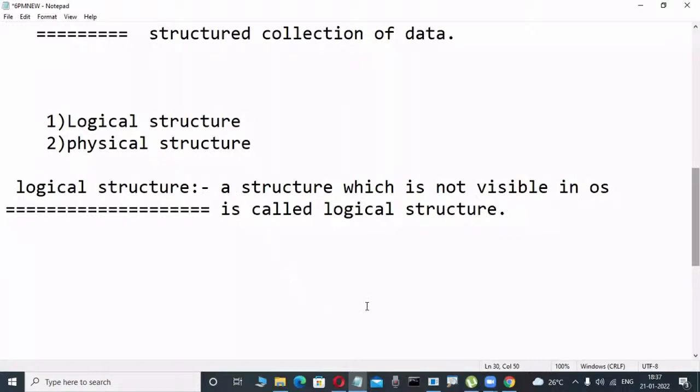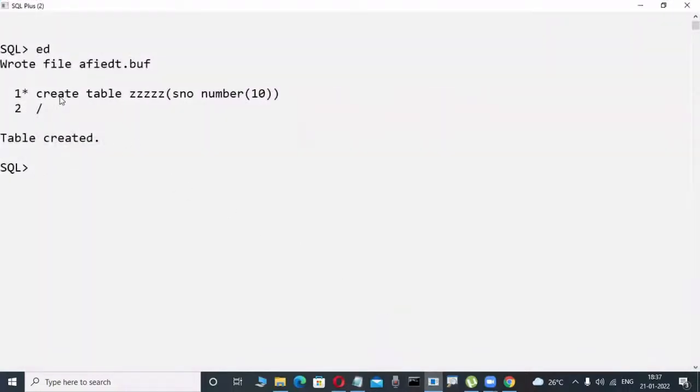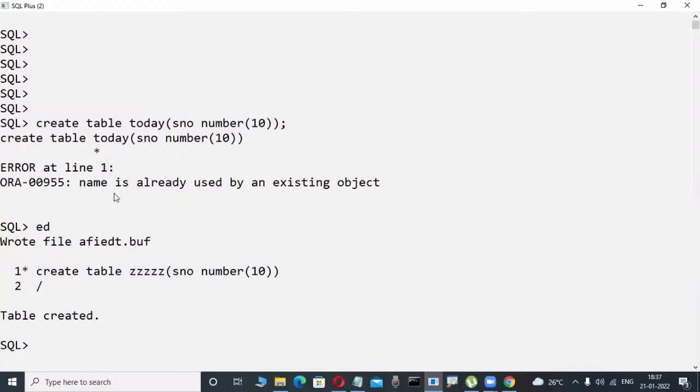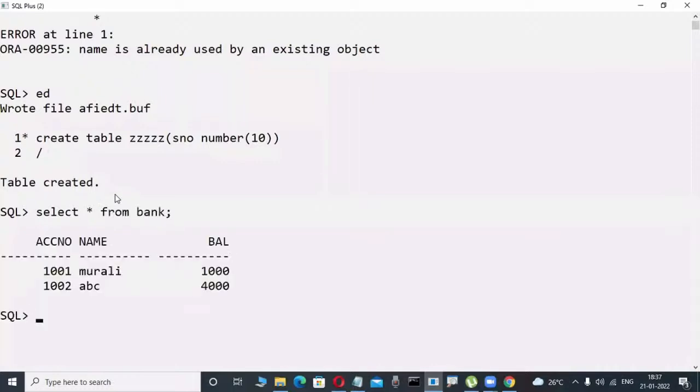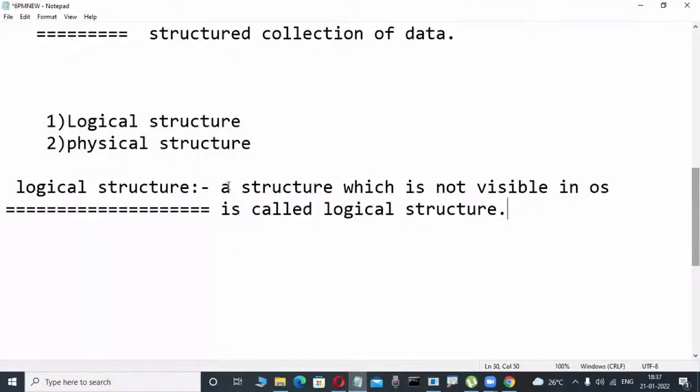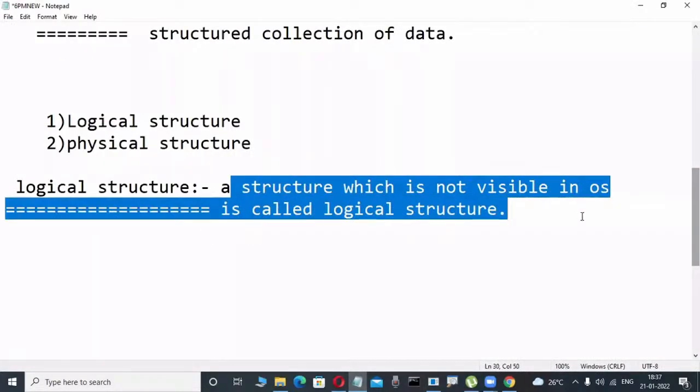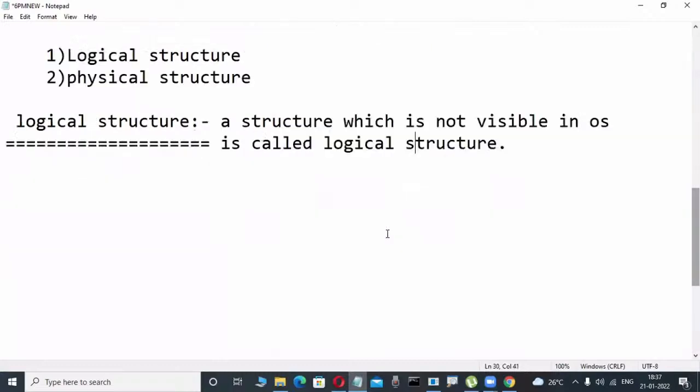That's why when you are creating a table, we are unable to view it in the C drive, D drive, like that. But where is it visible? Yes, in a database. In this database only, it is visible. Those tables are visible in a database, but not in your C drive, D drive. That's why a structure which is not visible in the operating system is called a logical structure.